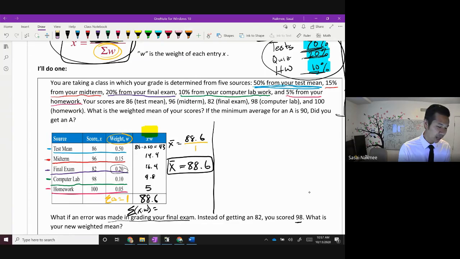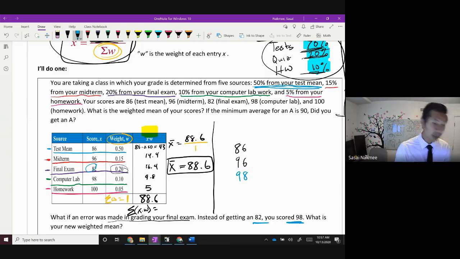And let's actually see what happens here when we do that calculation, okay? So let's write these down again, right? So my scores that I have written down here for the test score is 86 for the test scores, 96 for the midterm, but the final exam is going to be different. The final exam is going to change. Instead of it being 82, it's going to be a 98, right?